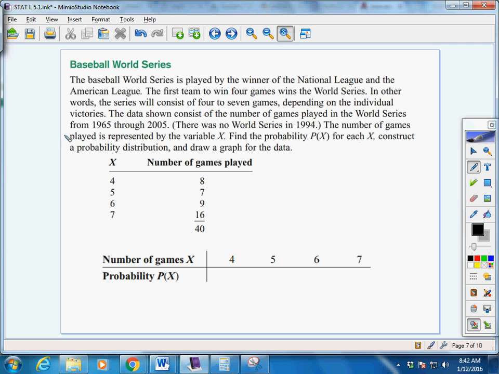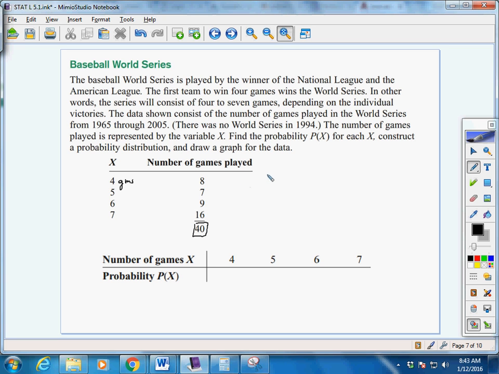The number of games played is represented by the variable x. Did they play 4 games in the World Series, 5 games, 6 games, or 7 games? Have to play at least 4 because you have to win 4. Find the probability for each x and construct a probability distribution and draw a graph for the data. Now, this is the number of games played. 8 times they played 4 games in that time period, 7 times they played 5 games, 9 times they played 6 games, and 16 times they played 7 games, for a total of 40.